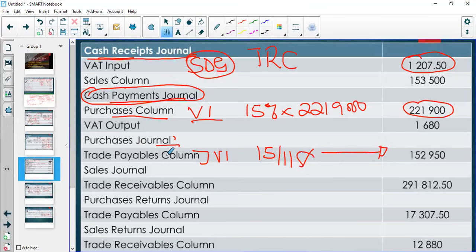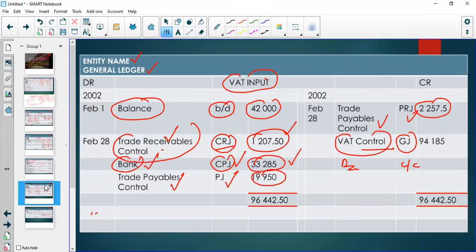Right. Then you come to your purchases returns journal. That's VAT input again. And because it said the trade payables column, it's inclusive. So the VAT included there is that. Right. So eventually you construct your VAT input account the same way you constructed, we always do. Right. So basically, these were the concepts that we wanted to discuss with you.